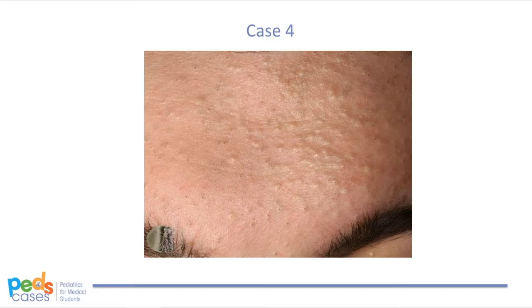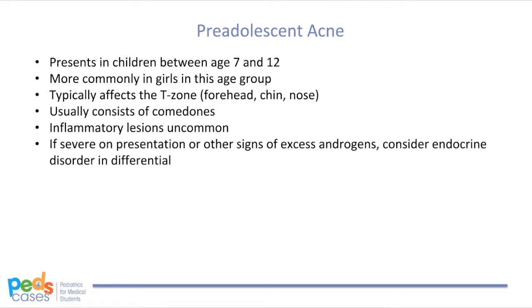Mom also noted that Marissa seems to be more moody lately. When you examine Marissa, you note numerous comedones to her chin, nose, and forehead. You agree that it is acne and inform Mom that Marissa is likely starting puberty. As children approach their teenage years, acne may be one of the first signs of pubertal maturation.